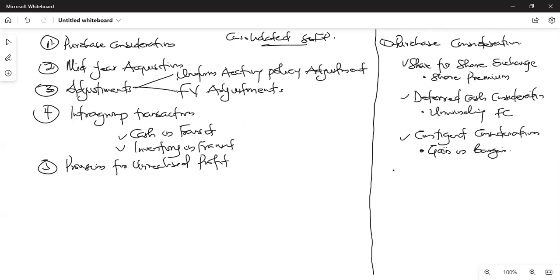Then we have cash. As for cash, it is straightforward. You debit your purchase consideration, you credit your cash. Then the last form the purchase consideration can take is in the form of loan notes, which is a liability. Also bear in mind that if they are charging some interest on the loan, you have to do some cancellations. So that is that.